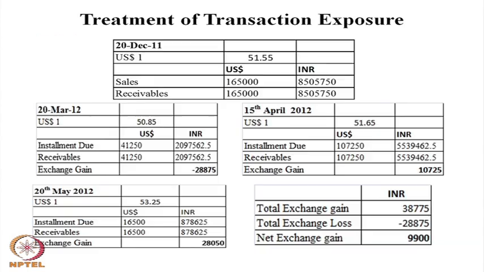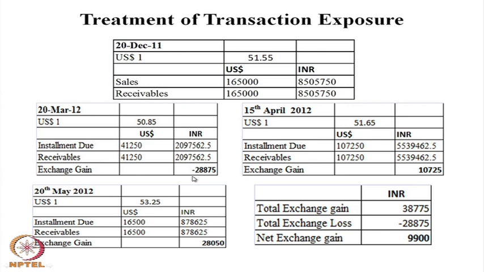It will be a gain. Suppose you do it in a different way. On the receivable side, if you see, 51.55, so sales done 1,65,000. If you multiply these two, the equivalent amount was 850,5750. And the Indian exporter is supposed to receive this much dollar, this much rupee. Now, on 20th March, for the first installment, he is receiving 25% of 1,65,000, that is 41,250 US dollar. And this will be converted at what rate? 50.85, because on 20th March the US dollar is 50.85, so he is getting this much amount.